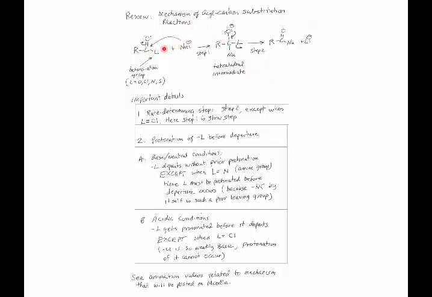Stripped down to its basics, the mechanism of acyl carbon substitution is fundamentally two steps. Step one, the nucleophile bonds to the carbonyl carbon. This gives an addition product. If this were an aldehyde or ketone, an electrophile would attach to the oxygen and you'd have an addition product.